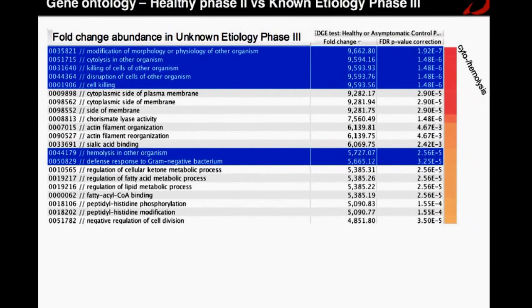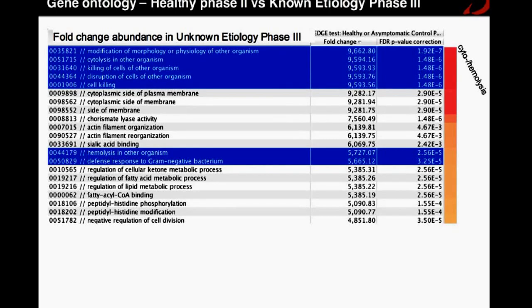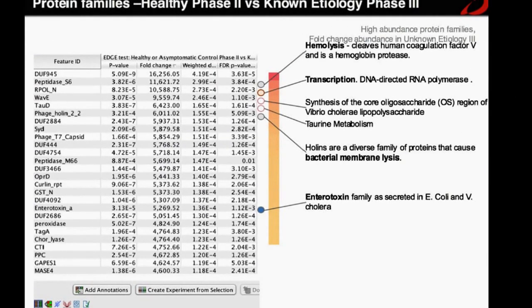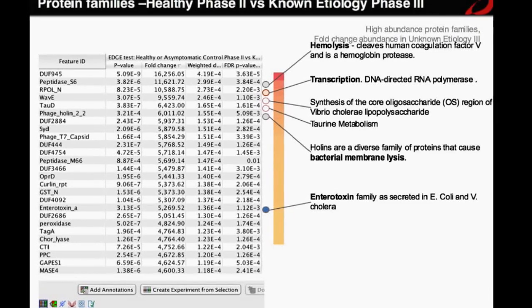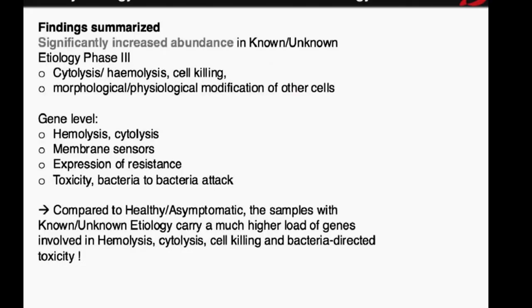So this gives us the ability to determine the presence of gene functions, again cytohemolysis in the case of healthy versus the known identification, and we find an even more powerful set of genes in the known, easily isolated and identified pathogens. And again, using the protein families approach, we get a confirmation of the hemolytic functions and the membrane and enterotoxin release that we see as a function of those microorganisms that we have identified.